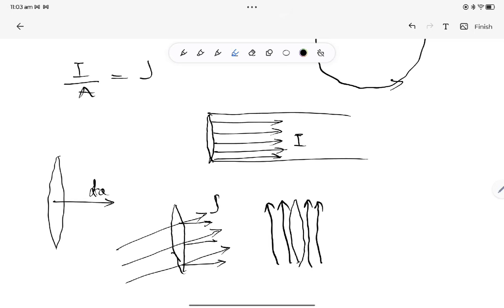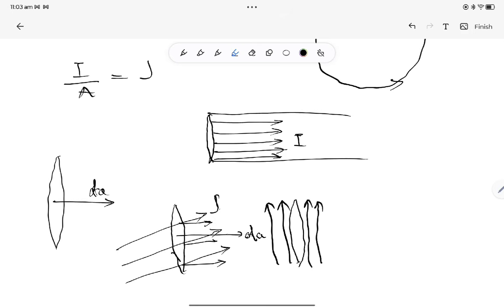Normal, whatever direction that normal has at a point. Okay. Now, where is the normal here? It is this. This is the normal. This is the direction of area. Now, the question is, if J is more and more parallel to dA, you will get more current.